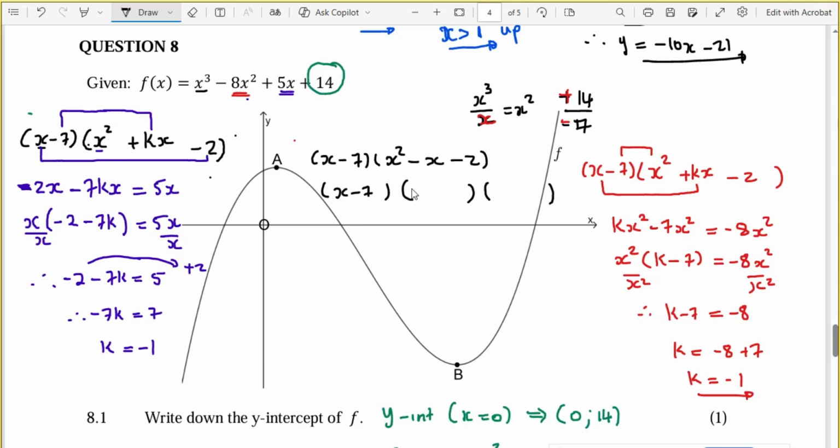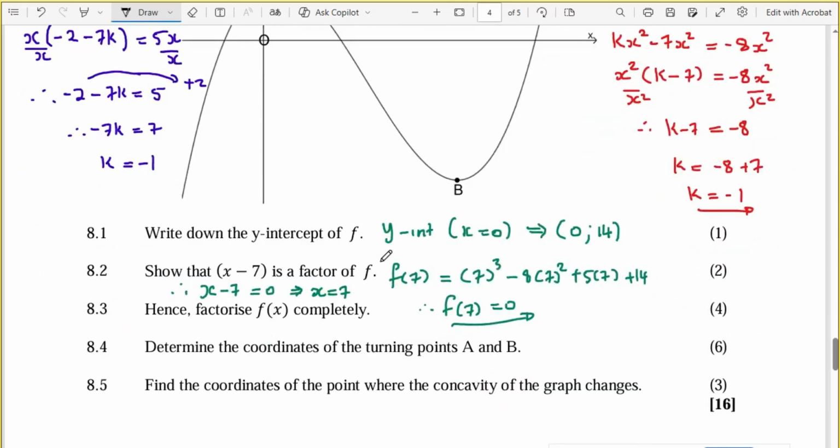Okay, so when I factorize the other part, this will be x minus 7. This will be x. The factors of 2 are just 2 and 1. Then since it's negative, one should be negative, one should be positive. We give the bigger number the negative sign, the sign of the middle one. Then this is fully factorized. Then you are done.